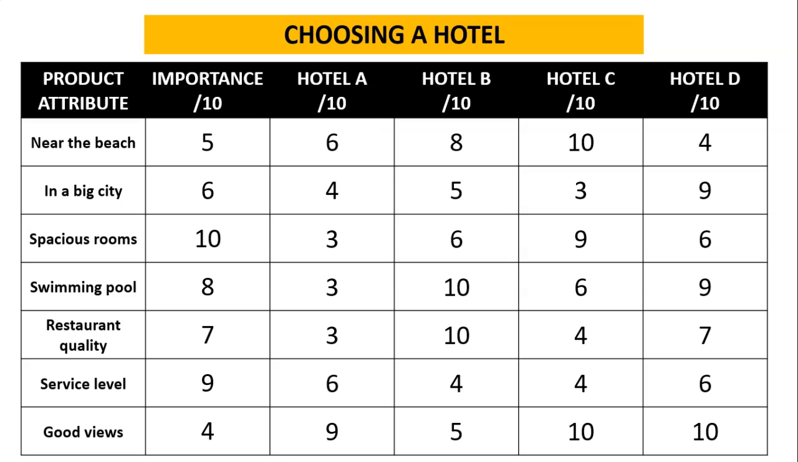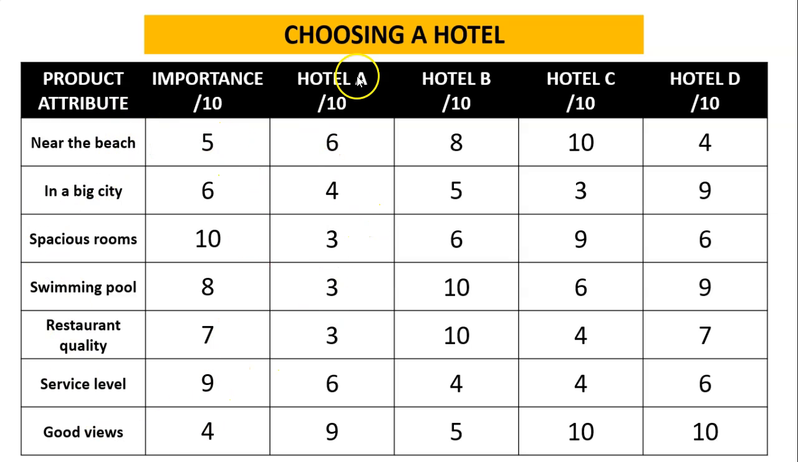Now, to help us understand the compensatory decision rule, we have a situation here where we're choosing 4 hotels, A, B, C, and D. We have key product attributes that we're looking for. We want it near the beach, in a big city, nice spacious rooms, etc. And we've scored each of those out of 10, 5 out of 10, 6 out of 10 for how important it is to us. So the most important thing is having a big room, followed by great service, followed by a swimming pool. So that's what we're looking for. This is our ideal combination.